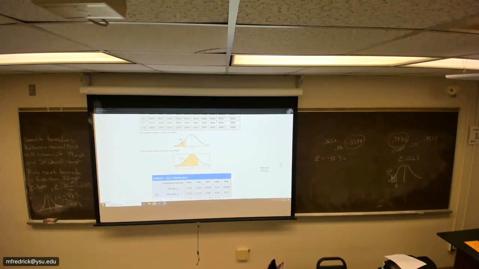If it doesn't specify percent, it just says probability, and it doesn't say fraction or decimal, then it's up to you. But if it says a percent, make sure you write a percent. Percentile should be as a percent.